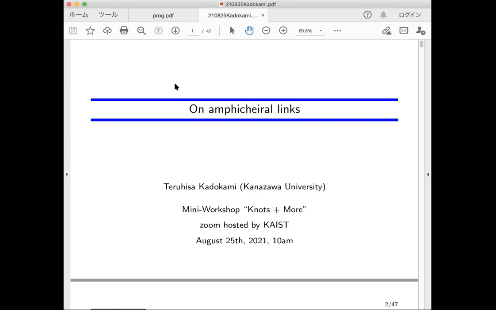About this theorem, in 1984, Teruhisa already showed these two cases: n equal to 2 and epsilon equal to plus or minus; and the second case, n greater than or equal to 3 and epsilon is minus. I will explain the meaning of this terminology.